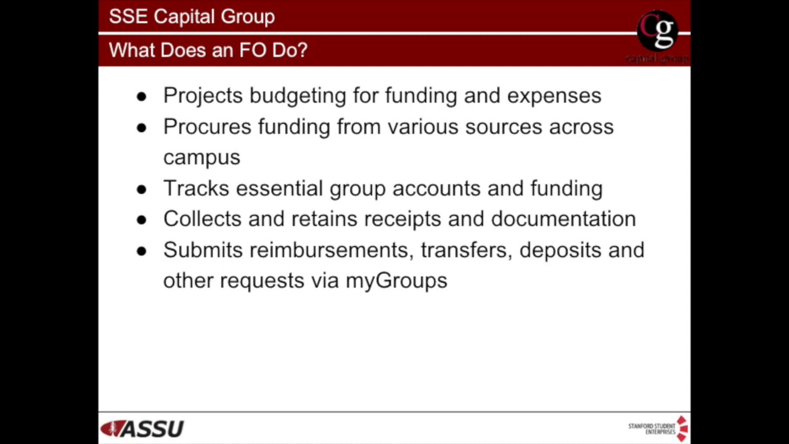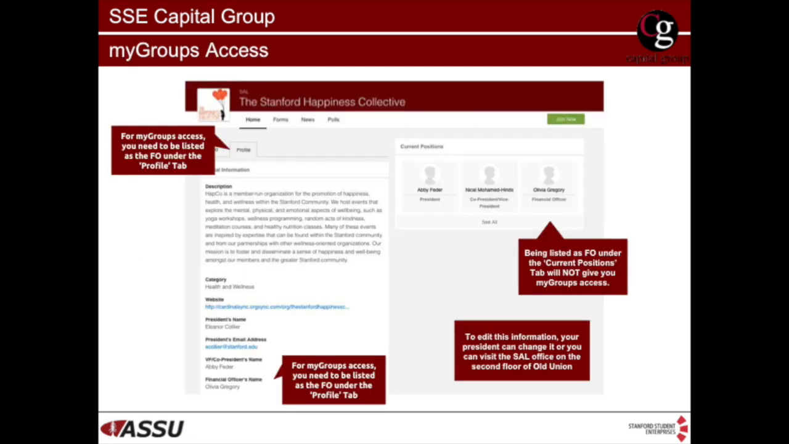After this workshop, I'll be giving you MyGroups access, but first, you need to make sure you're registered on CardinalSync. I'm listed as the current FO on CardinalSync already though. That doesn't actually give you access to MyGroups. You'll need to go to the Profile tab in your org and then scroll down to the financial officer's name, and that should be your name. If it's not, then speak with your previous leadership or go up to Sal on the second floor of Old Union.